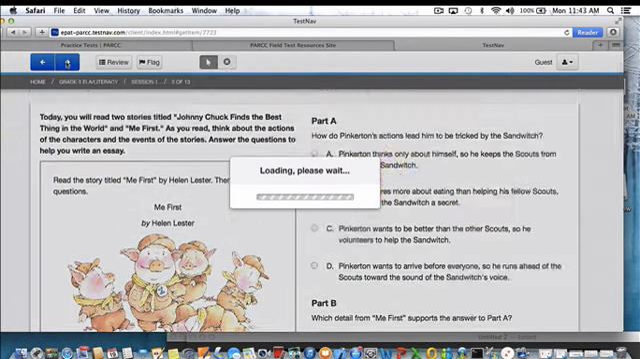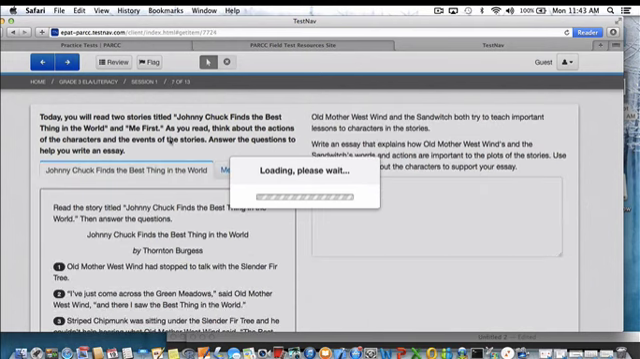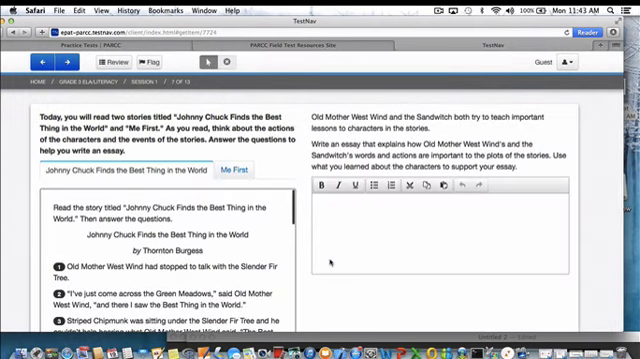We're going to move on to the last question, which is a constructed response question. And here you have the combination of two texts together. Old Mother West Wind and the Sandwich. These are both characters. Both try to teach important lessons to characters in the stories. Write an essay that explains how Old Mother West Wind's and the Sandwich's words and actions are important to the plots of the stories. Use what you learned about the characters to support your essay.